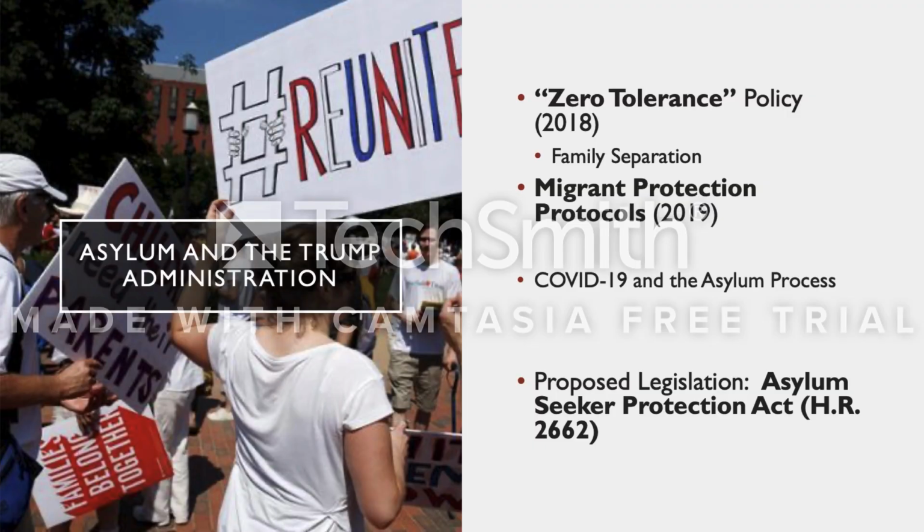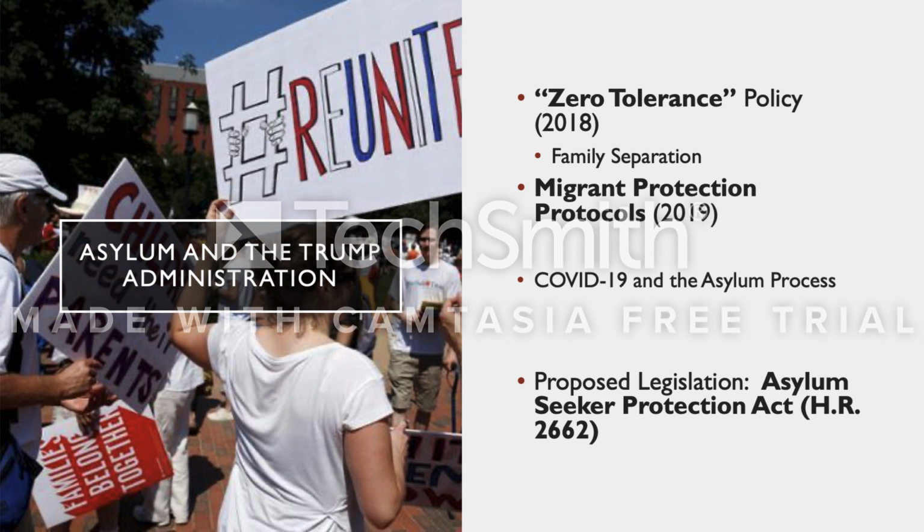So despite this mandate that anyone who enters the US is entitled to apply for asylum, under the Trump administration, asylum seekers have faced intense scrutiny and obstacles in seeking protection in the United States. A couple of examples of policy that's been particularly harmful to asylum seekers is the zero tolerance policy enacted in 2018, which is essentially an effort to ramp up criminal prosecution of people caught entering the United States without documentation. And this policy is what has caused the family separation that's happening at the border right now.